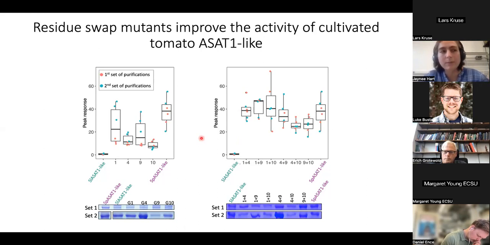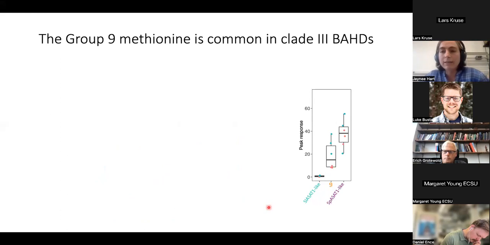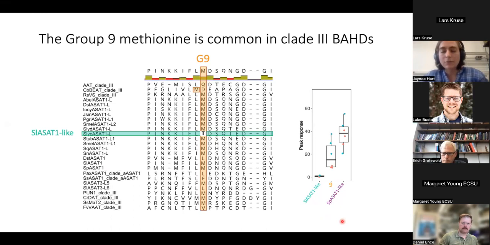Can we take some of this information and apply it to BAHDs so we understand how they work, and not just ASATs or not just ASAT1-like? And for that, I decided to focus on the group 9 mutation. So it's not the shiniest mutation in terms of magnitude of activity increase, although it's one of the better ones. The reason that it really interested me is that there's a surprising level of conservation of this residue in BAHDs.